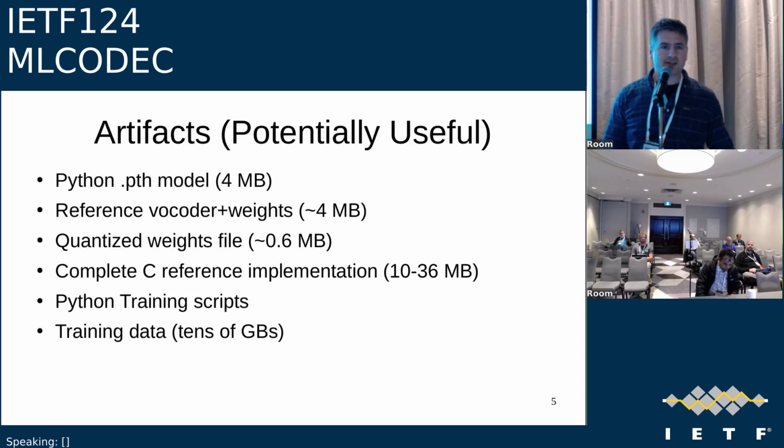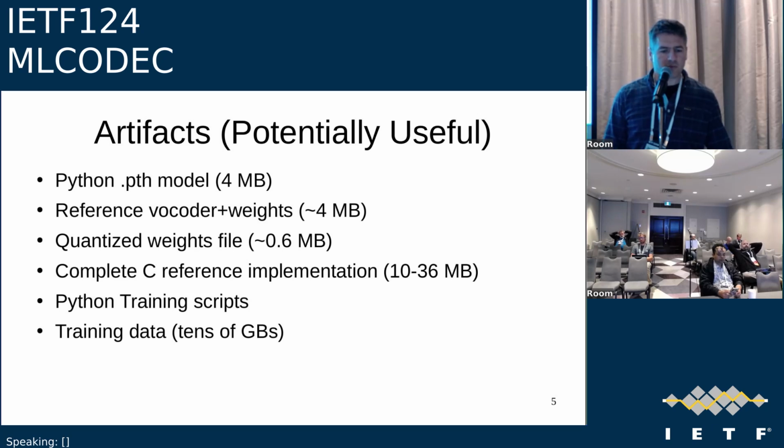So this is potentially useful stuff that an implementer might find useful, and we can decide which of that we want to include. First one is the Python model, that's the output of the PyTorch training. That's also about 4 megabytes for all of the weights. This can be useful for regenerating the models in a different format or quantizing them differently. That can be useful, but it's technically redundant with the first part.